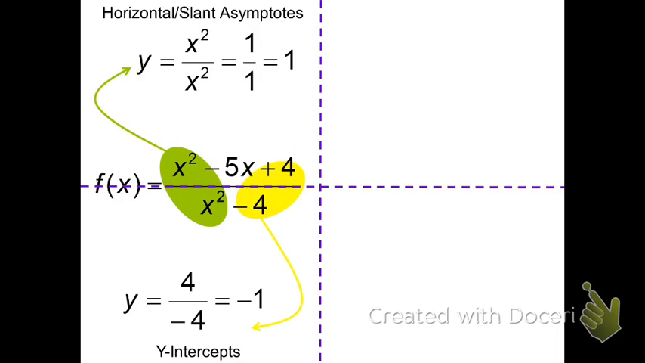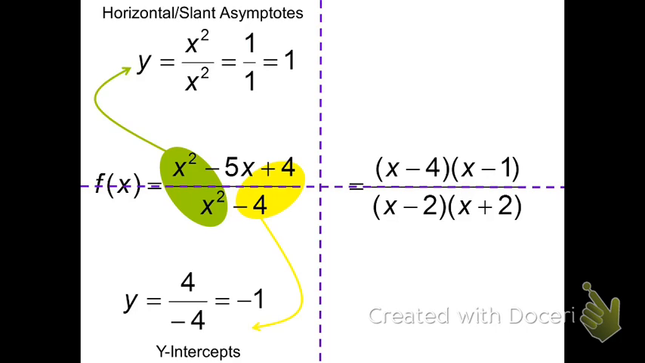Okay, now we're going to go to the right-hand side of our squares, and we're going to factor the top and factor the bottom. Okay, so when I factor the top, this is going to factor into x minus 4 times x minus 1. And then the bottom is a difference of 2 squares, which is x minus 2 times x plus 2.